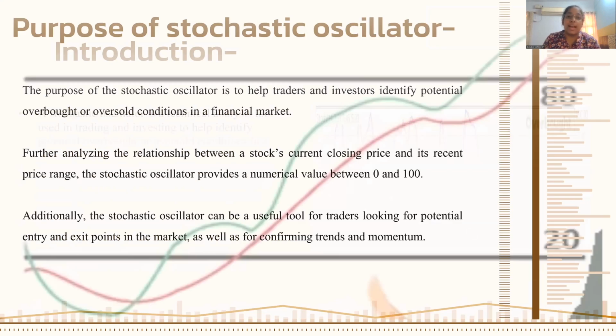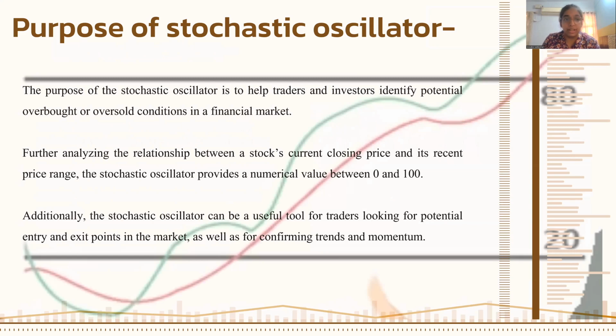Now the purpose of the stochastic oscillator. The purpose of the stochastic oscillator is to help traders and investors identify potential overbought or oversold conditions in a market. By analyzing the relationship between the stock's current closing price and its recent price range, the stochastic oscillator provides a numerical value between 0 and 100. It is a modified version of the RSI, which is known as the Relative Strength Index.